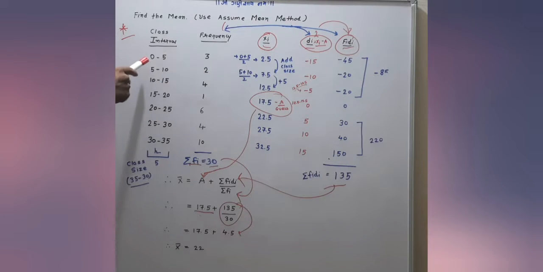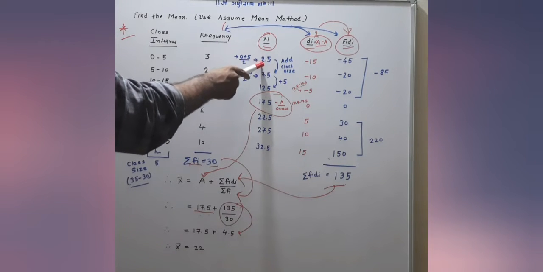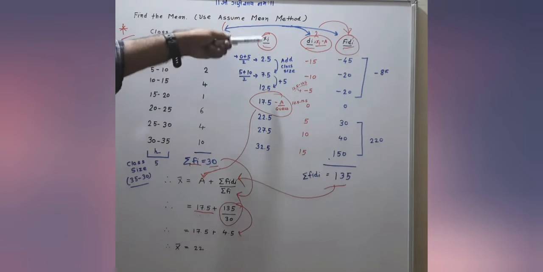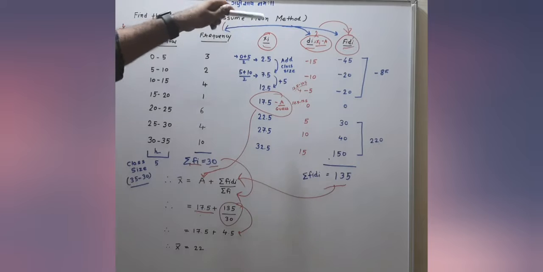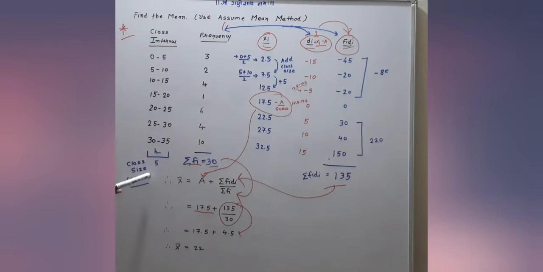In the first row we have 0 and 5. So 0 plus 5 is 5, divided by 2, so we get 2.5. After getting the first xi, we just add the class size in each row. So we have 2.5 and the class size is 5. And we know how to find the class size: 35 minus 30, 30 minus 25. In this way we can find the class size.